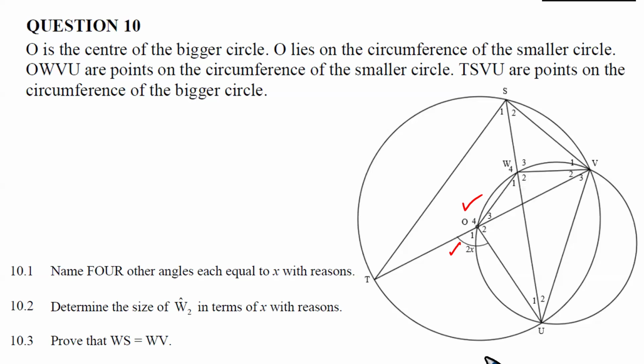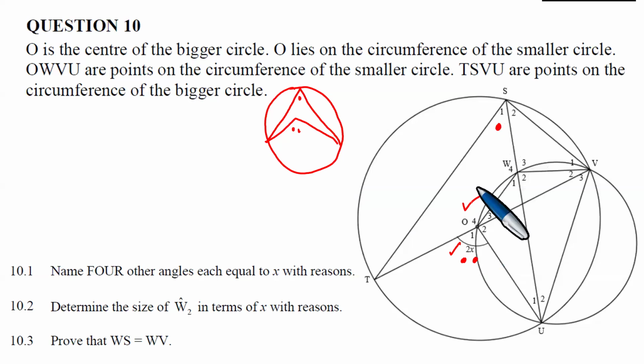If you are still thinking, now the angle at center is here. Angle at center is 2 times angle at circumference. So if this is the angle at circumference, the angle at center is 2 times that one. So the angle here is 2 times that one. So that's the first angle you found, sir. Yes, because now at this point, if this one is 2x, this one is supposed to be x.